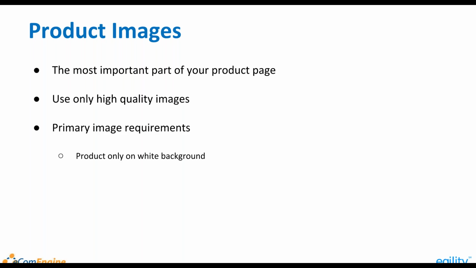There's some different requirements, of course. The primary image is very restrictive. It can only be the product. The product only on a white background. You can't have a lifestyle image there. You can't have infographics there. You can't have your logo there. It really needs to just be the product.